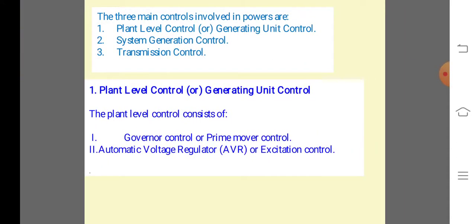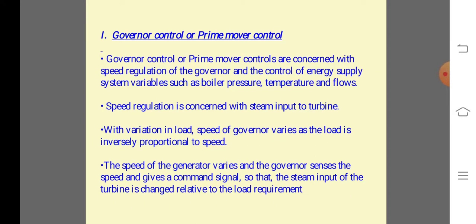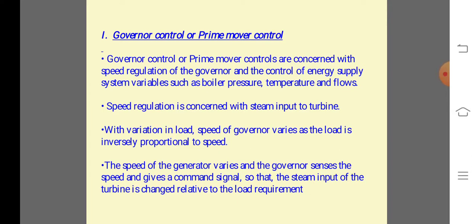Now, the three main controls involved in power systems are plant level control or generating unit control, system generation control and transmission control. First, we look at plant level control. Plant level control has governor control or prime mover control, and automatic voltage regulator or excitation control. The governor control or prime mover control is concerned with the speed regulation of the governor and the control of energy supply system variables such as boiler pressure, temperature and flows.